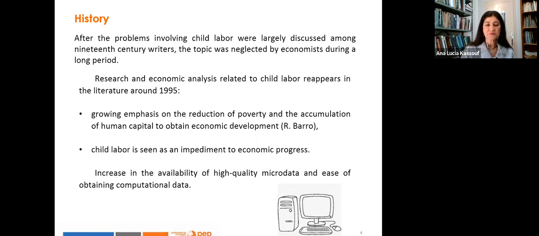Besides that, there was an increase in the availability of high quality microdata, because before we didn't have much computer technology, software, or hardware to measure child labor. With household surveys and other surveys using microdata, it was much easier to calculate and find the impact of child labor on many issues.